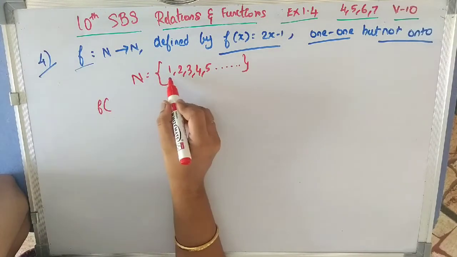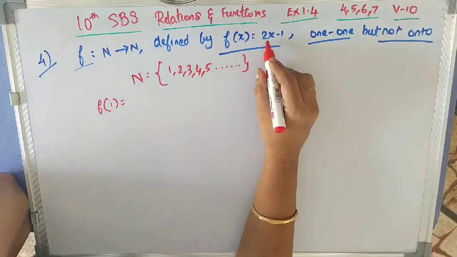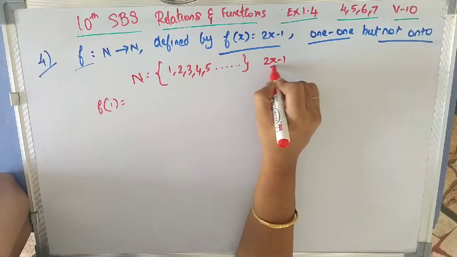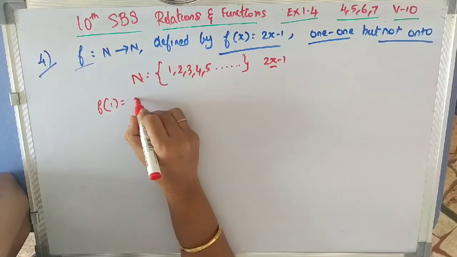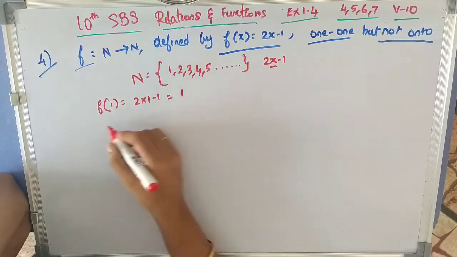That is the first element of the natural numbers. f of 1 is 2 into x minus 1, that is 2 into 1 minus 1. Because it is f of 1, isn't it? So 2 into 1 minus 1, 2 minus 1 is equal to 1.